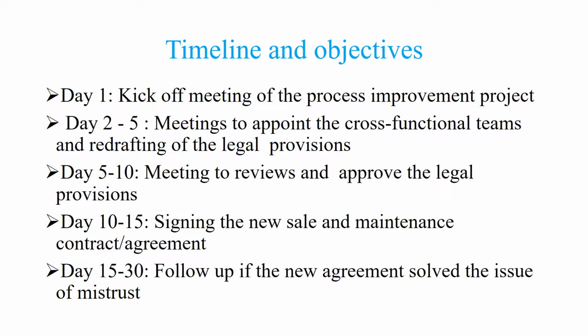The timeline will be one month. From day one, there will be a kickoff meeting of the process improvement project. On day 2 to 5, there will be a meeting to appoint the cross-functional teams. And day 5 to 10 will be a meeting to review and approve the legal provisions. Day 10 to 15, the signing of the new sales and maintenance contract agreement. And day 15 to 30, follow up in the new agreement to solve the issue of mistrust.